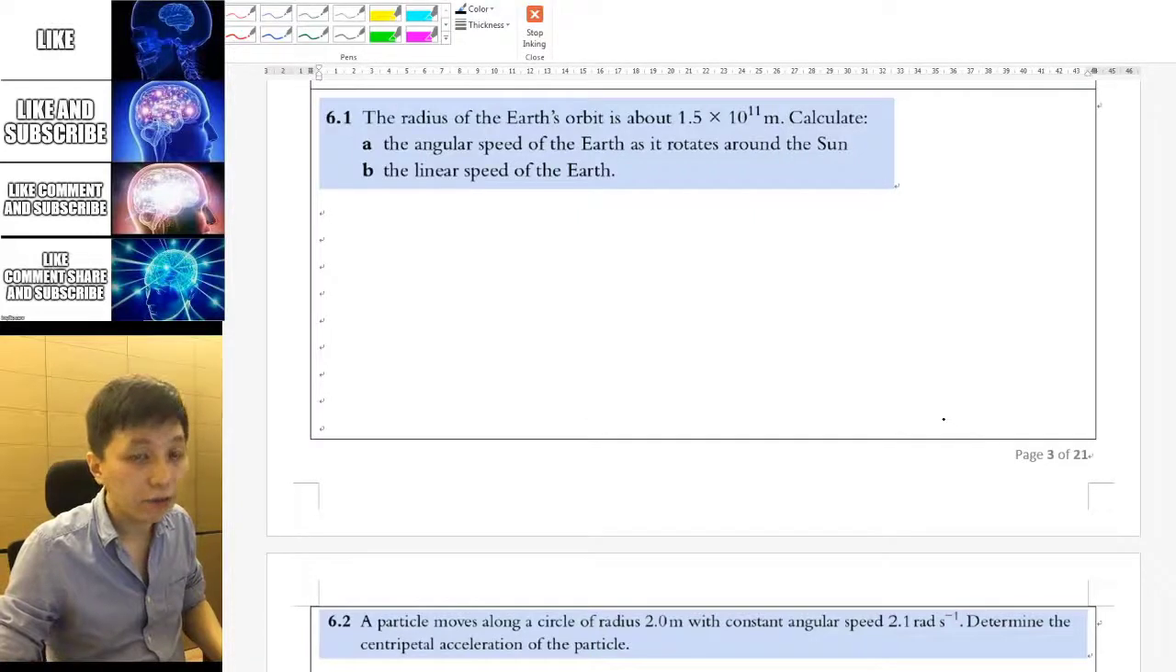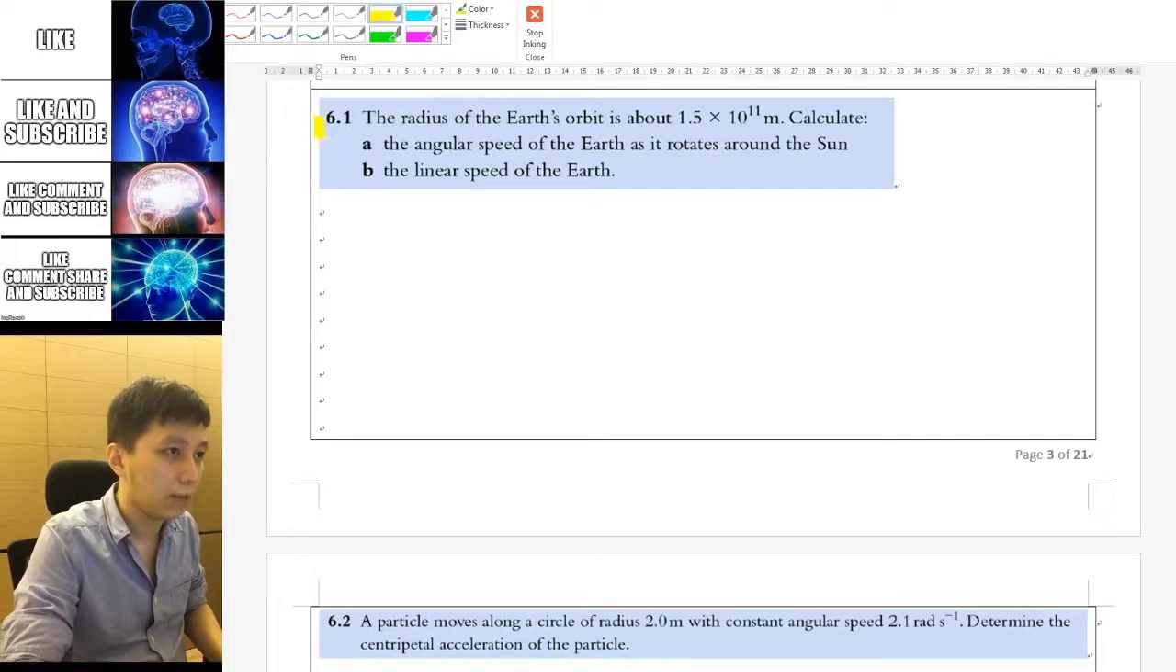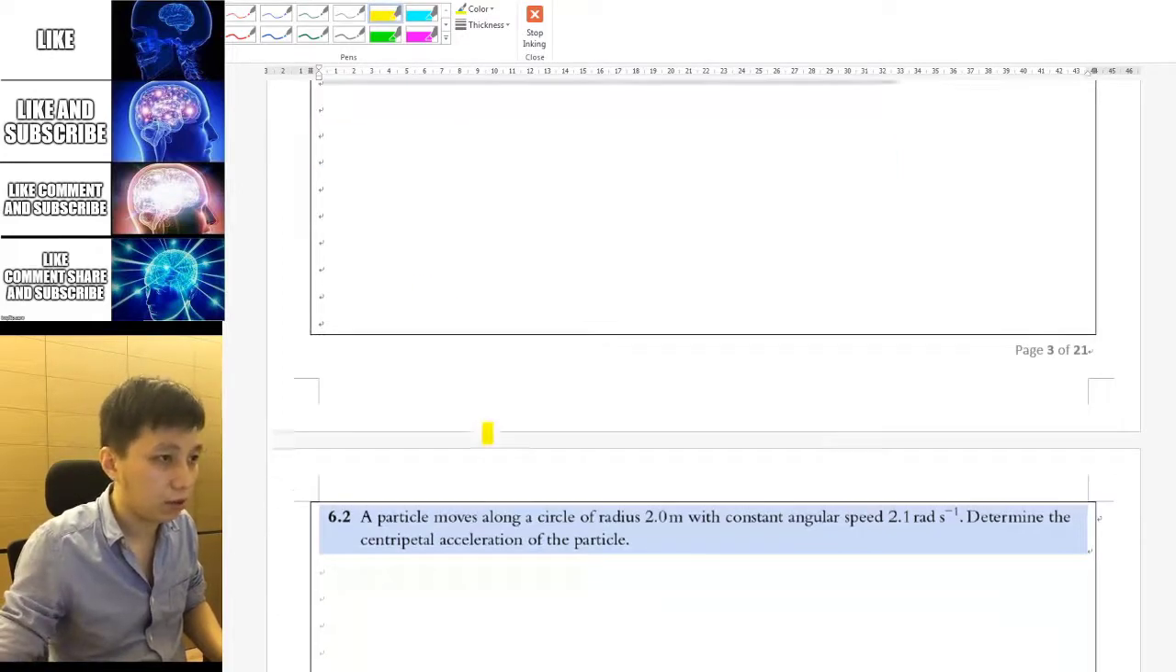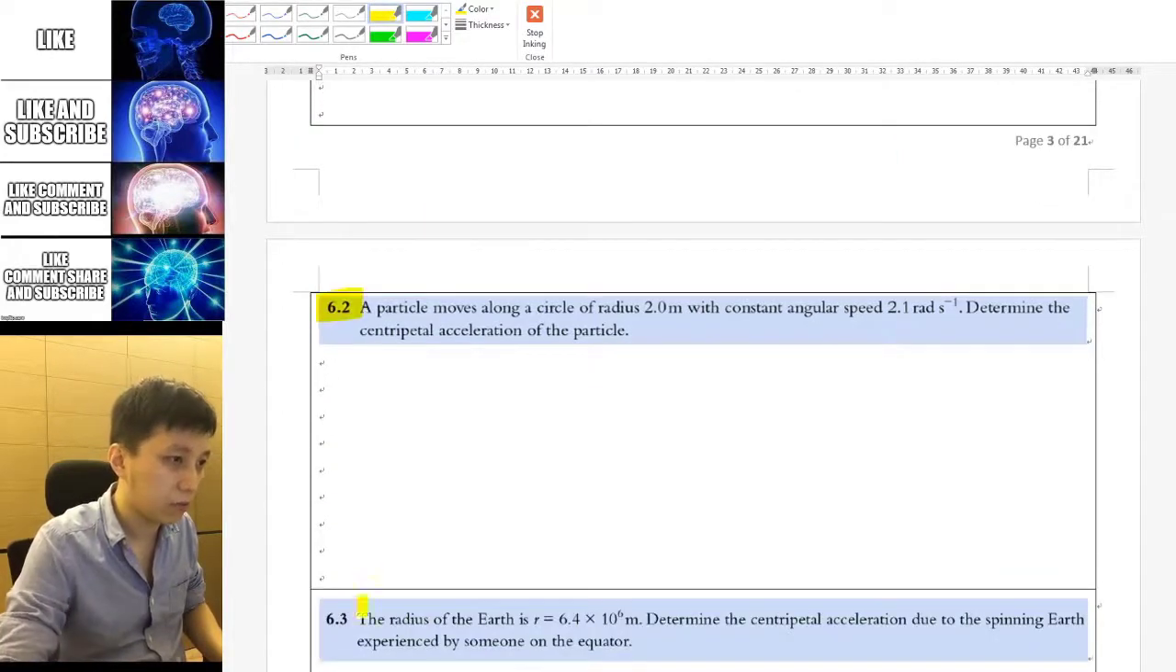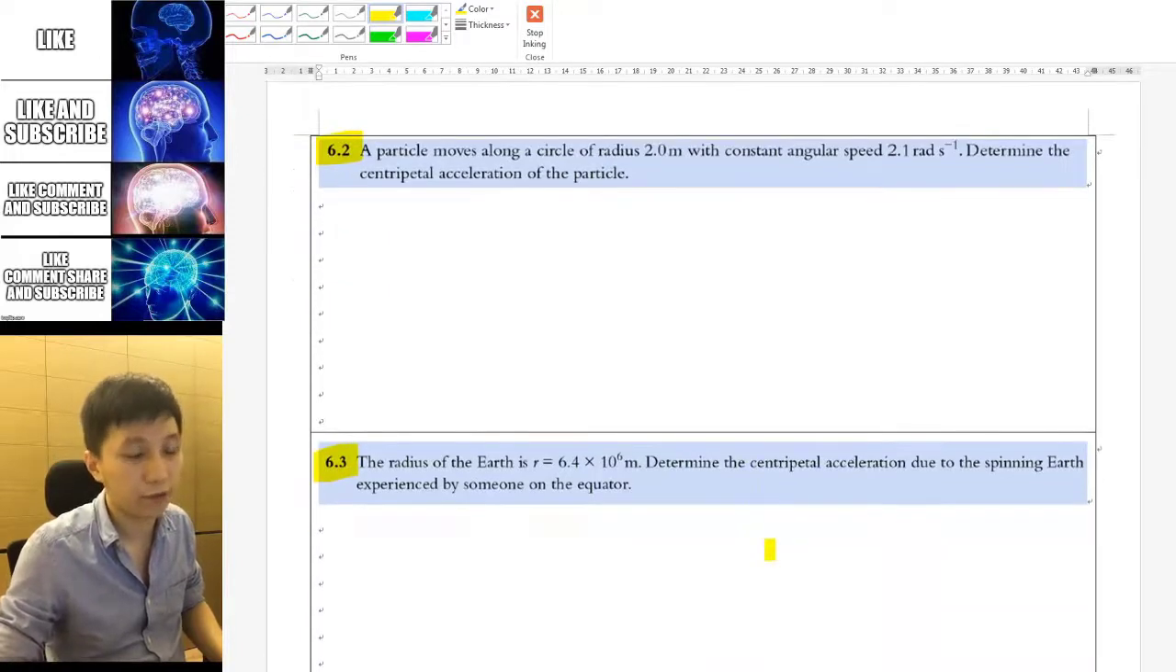Hi, in the previous video we learned about the centripetal acceleration formula as well as the definition of linear velocity and angular velocity. So with the equation, I'm pretty sure that you can already do a few questions. Let me ask you to do these questions 6.1, 6.2 and 6.3 for now. So please pause the video and try yourself, and I will show you how I would do it.